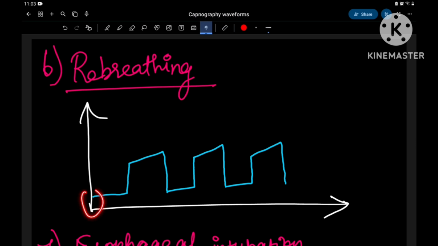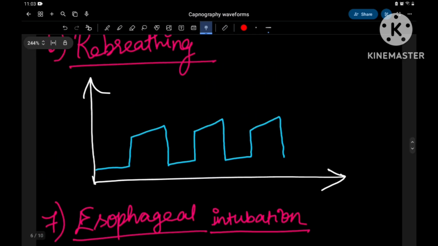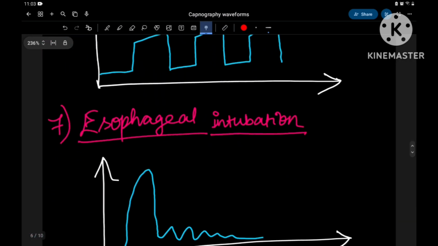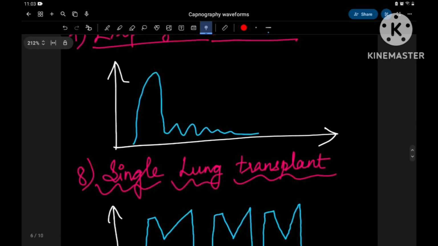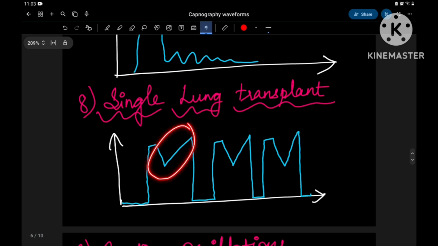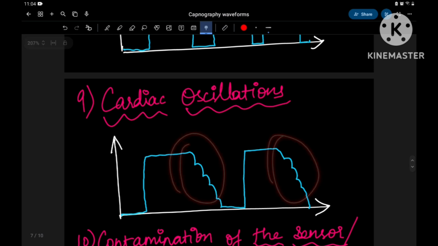There is a significant amount of expired carbon dioxide in that, and it is in the same line. It is not increasing. Why? Because for increasing, there is another condition, malignant hypothermia, which we should see in the next few waveforms. Next is esophageal intubation. You see that there is a bell-shaped curve followed by a diminishing, fading tail. Next, single lung transplant. It's similar to curare eclipse, except that the expired carbon dioxide is slightly more, and the spontaneous effort by the patient is also more. And cardiac oscillations, you can see oscillations in phase 4, right?